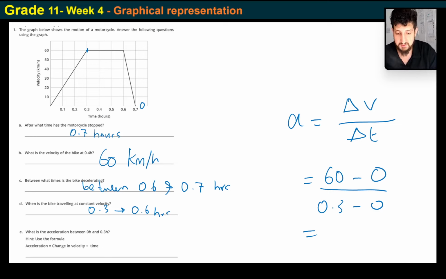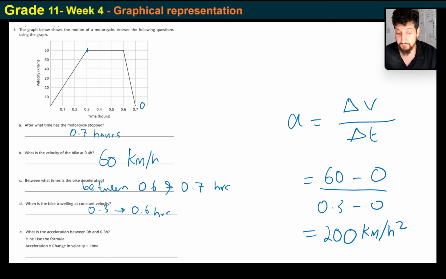No, it's 200. Whoops. It's not 0.33, it's 0.3. So 200 kilometers per hour squared. That's how you do that one. Okay, that is crazy acceleration. Yep, 60 divided by 0.3. Yes, it is 200 kilometers per hour squared. The biker was going very fast.